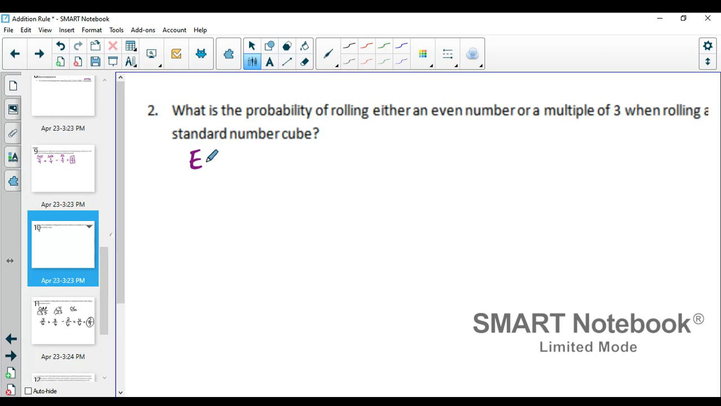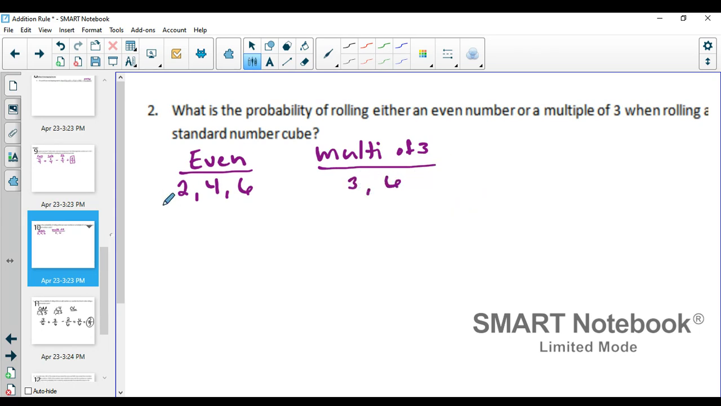So let's start with evens. The even numbers on a die or number cube are 2, 4, and 6. And then the multiples of 3 are 3 and 6. Okay. So the probability of rolling an even number is 1, 2, 3 out of 6. And yes, I know you can simplify that, but don't quite yet. And then the probability of rolling a multiple of 3 is 2 out of 6. Okay, but their overlap.